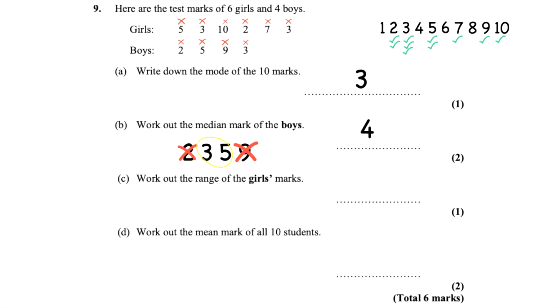To work out the range of the girls' marks, we would do the biggest number, which is 10, take away the smallest number, which is 2. To work out the mean mark of all 10 students, we add all the numbers up together to get 49, divide it by the number of students, which are 10, and that gives us 4.9.